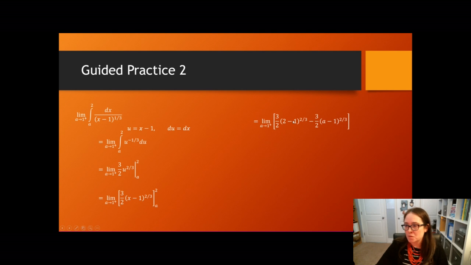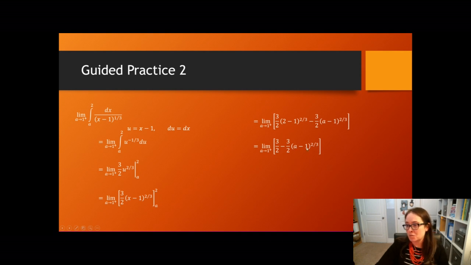So I can simplify that first one. I get just 1 to the 2/3, which is just 1 times 3/2. So that becomes 3/2. And now I can finally evaluate the limit as a approaches 1 from the right. Now, the nice thing is here, I can just plug in the 1 as long as it's not going to create a discontinuity, which because my exponent is now positive, I have no issue. So you can just plug in 1 for a and simplify.